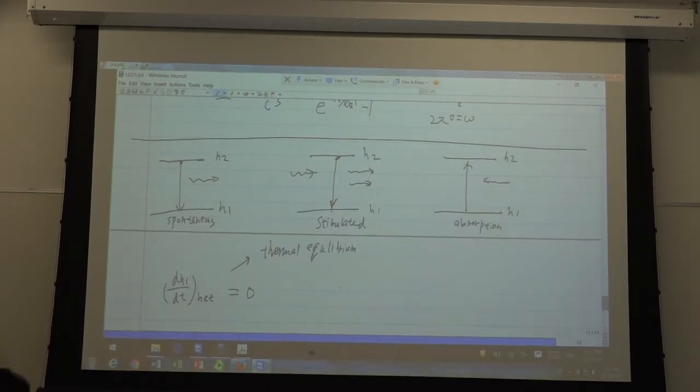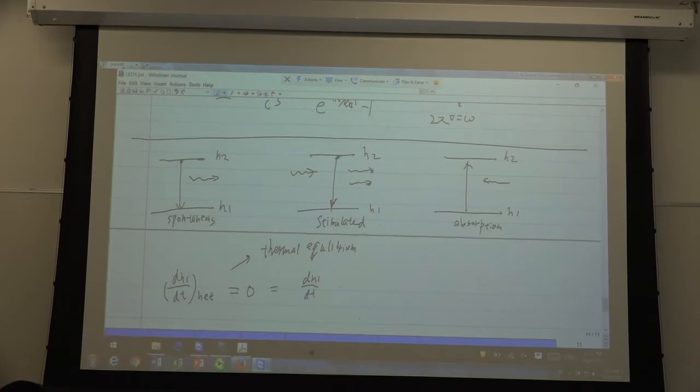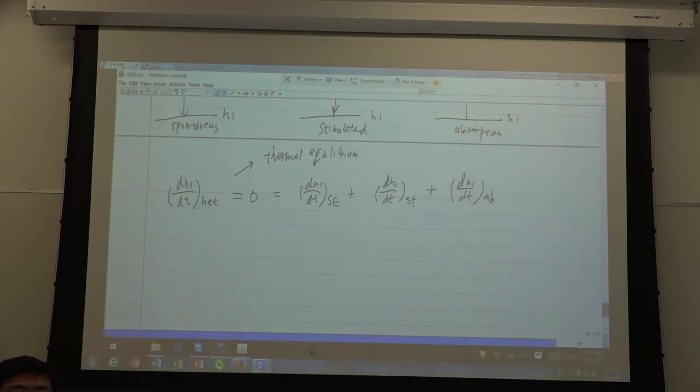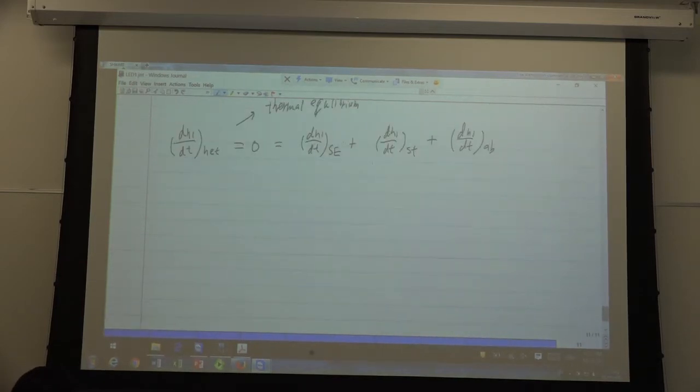So I can split the dn1 over dt into 3 parts: dn1 over dt from spontaneous emission, dn1 over dt from stimulated emission, plus dn1 over dt from absorption. These 3 parts should be balanced, because it's thermal equilibrium, so there is no net increase or decrease.